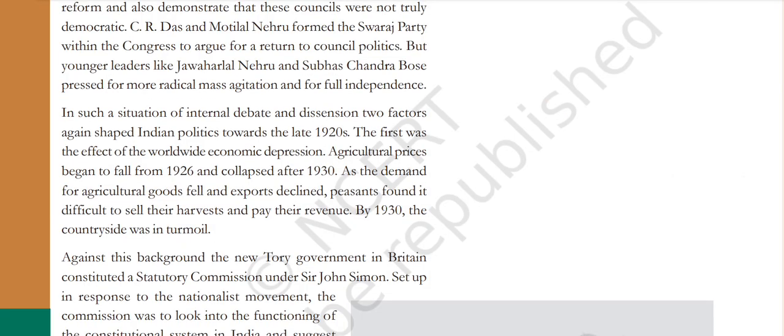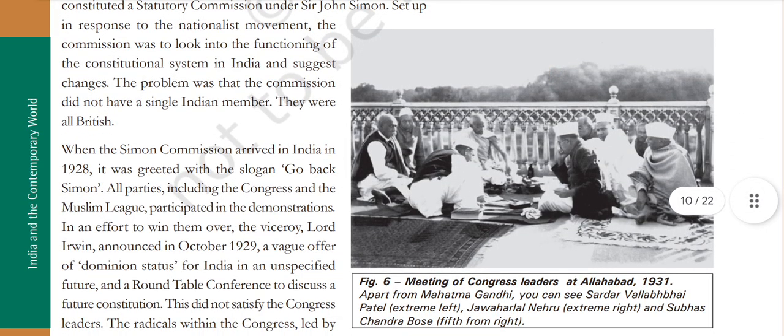Against this background, the new Tory government in Britain constituted a statutory commission under Sir John Simon, set up in response to the nationalist movement. The commission was to look into the functioning of the constitutional system in India and suggest changes. The problem was that the commission did not have a single Indian member; they were all British. When the Simon Commission arrived in India in 1928, it was greeted with the slogan "Go Back Simon." All parties, including the Congress and the Muslim League, participated in demonstrations.